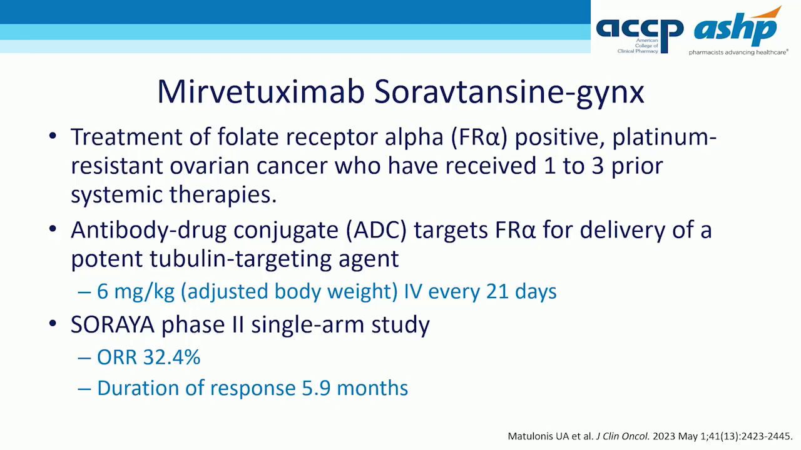I do want to draw your attention to the dosing on this because this is a time where we use an adjusted body weight, not a total body weight, for dosing. It is 6 milligrams per kilogram every 21 days. The SORAYA trial is the trial that led to the approval of this medication. It is a phase 2 single-arm study. It showed an overall response rate of about 32% and a duration of response of about 5.9 months, which in a platinum-resistant setting is quite promising.